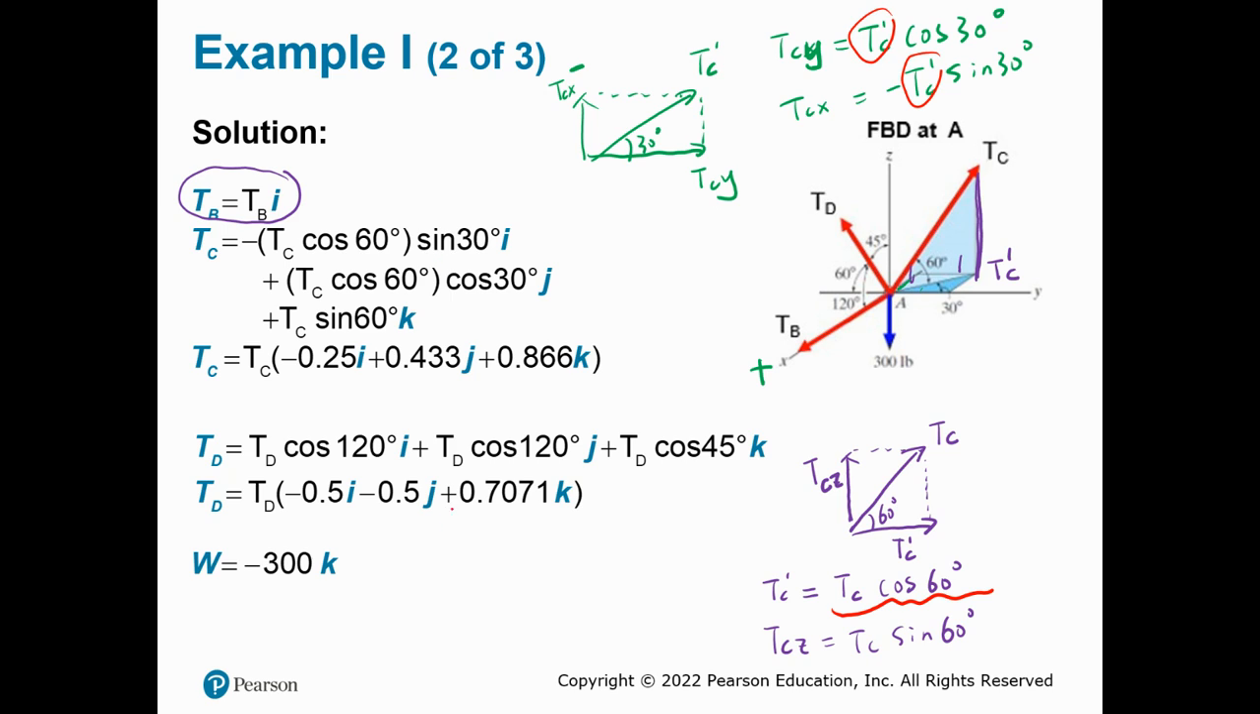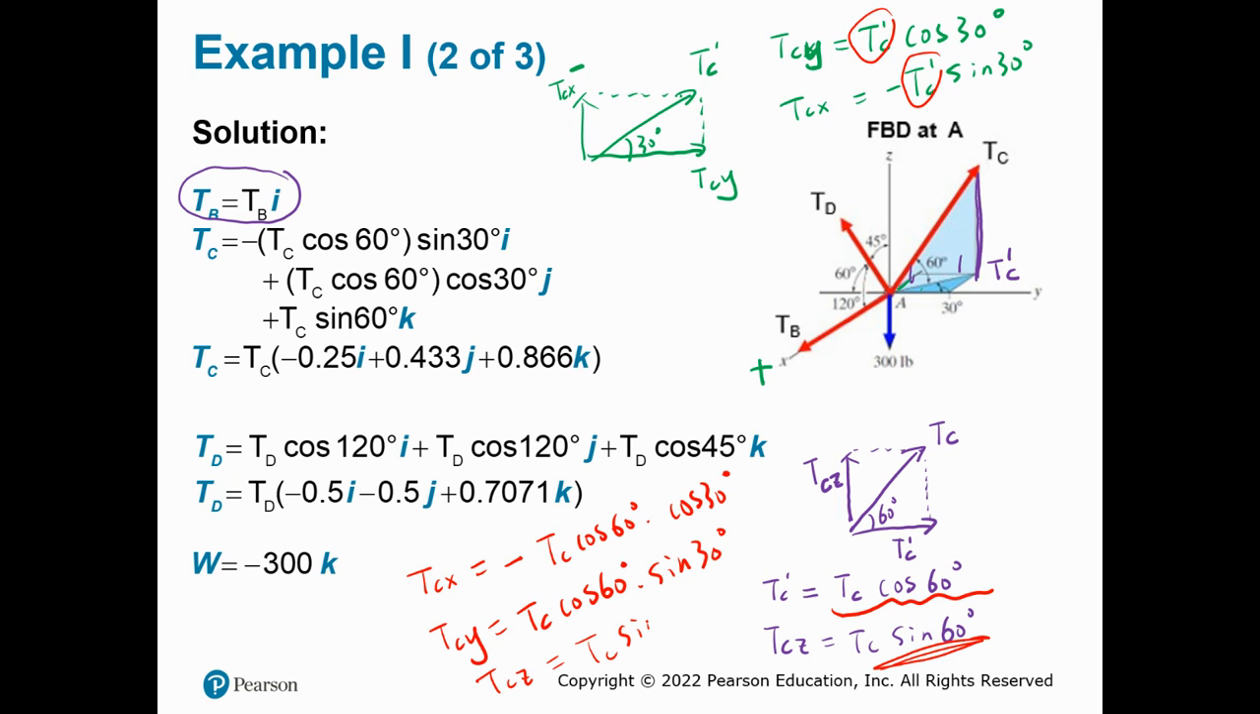So that will give you the equation over here, meaning your TCX is going to be negative TC prime, which is TC cosine 60 times cosine 30. Okay, and then your TCY is going to be TC prime, which is TC cosine 60 times sine 30. Okay, and then your TCZ, we got it on our very first step, which is this one right here. That's TC sine 60. Okay, so that's what's going on in this portion.